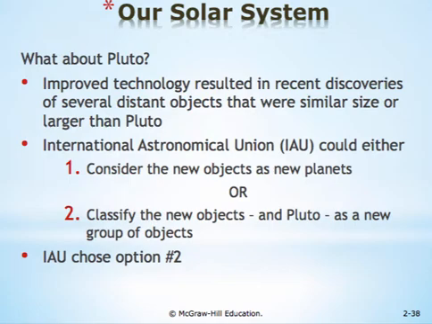When we were in elementary school, Pluto was a planet. It was demoted to a dwarf planet because we have improved technology, and that resulted in recent discoveries of several distant objects that were similar in size or larger than Pluto. So they had a huge debate over whether to consider the new objects as planets or reclassify all the objects that were similar in size, including Pluto, into a new group of objects. In fact, this particular discussion is still going on. The International Astronomical Union chose then option number 2, to reclassify Pluto as a dwarf planet.